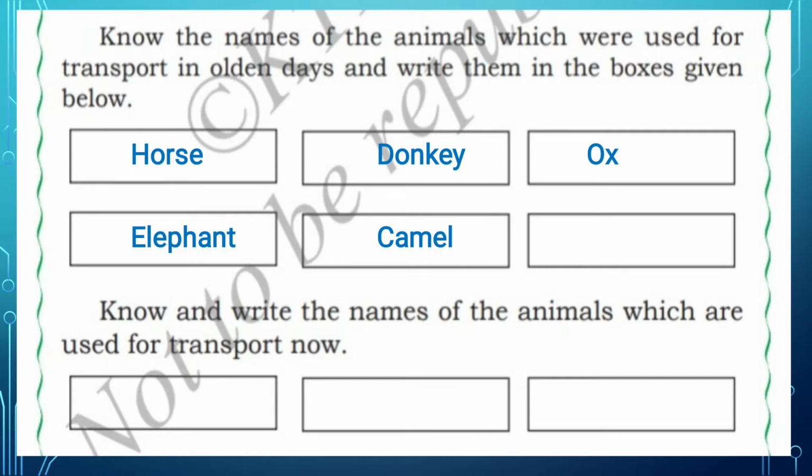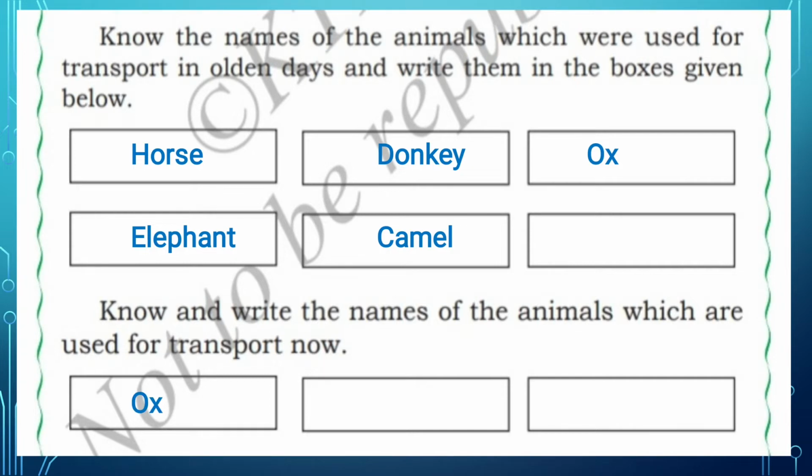Next, know and write the names of animals which are used for transport now. These were all the animals used in the olden days or in the earlier period. But at present, are all these animals being used? If yes, write all. If not, write what animals are used for transport. At present, what animals are being used for transport?